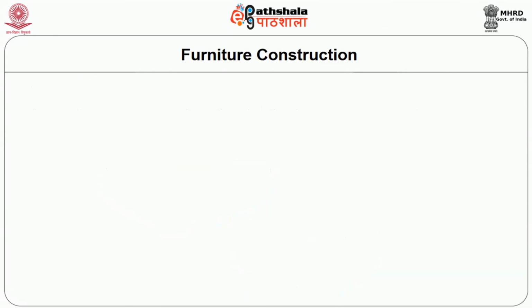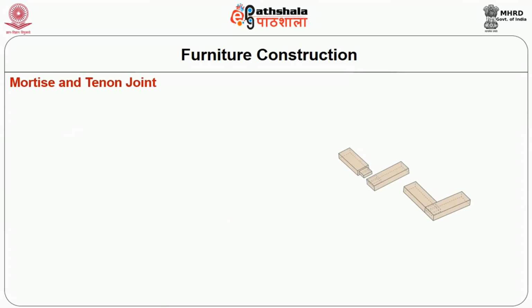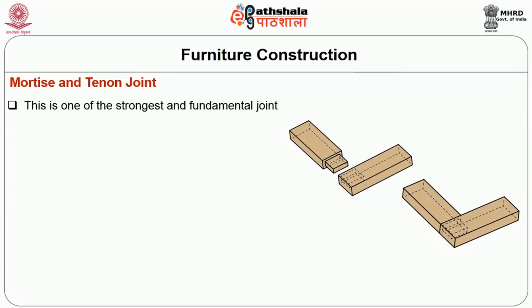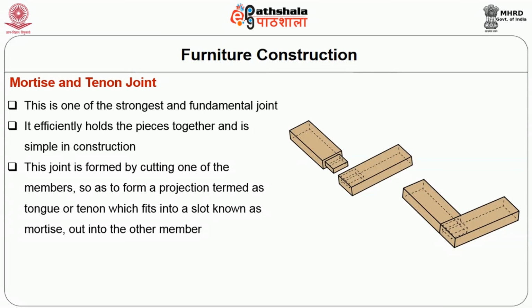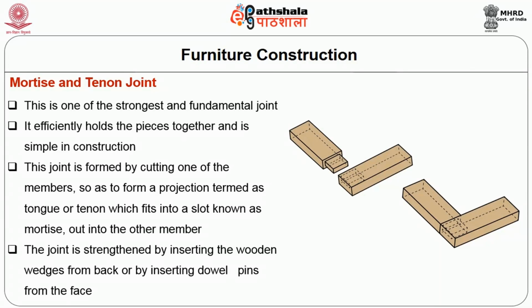The most important joint is the mortise and tenon. It is the strongest and fundamental joint. It efficiently holds the pieces together and is simple in construction. This joint is formed by cutting one of the members so as to form a projection termed as tongue or tenon, which fits into a slot known as mortise cut into the other member. The joint is strengthened by inserting wooden wedges from the back or by inserting a dowel pin from the face.